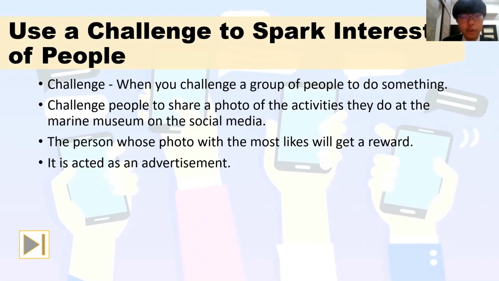And the person whose photo gets the most likes among the participants will win the challenge and be able to get a reward, which is a free trip to the Marine Museum for 1 week. It acts as a form of advertisement, as creating this kind of challenge on social media will cause a lot of people to share photos of the activities they do at the Marine Museum. So this will reach a large population, and it also can engage with social media users.